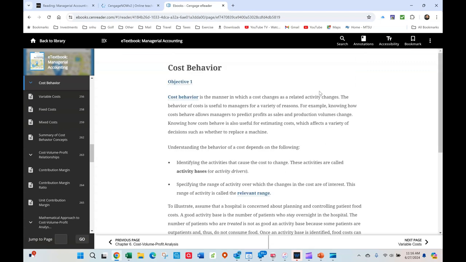So cost behavior is the manner in which cost changes as a related activity changes. So as you sell more chicken sandwiches, the cost of your buns and chicken and your lettuce and whatever else is on that chicken sandwich, they increase. And knowing how costs behave allows managers to predict profits as sales and production volumes change.